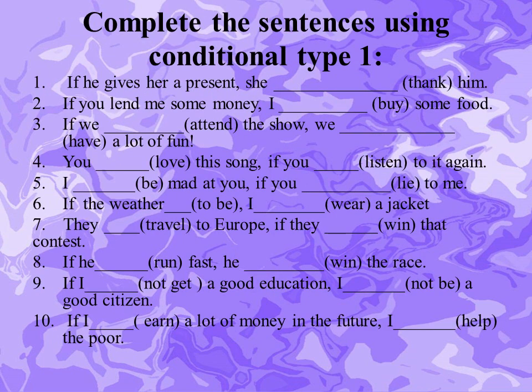Exercise number 2. You are going to complete the sentences using conditional type 1. You are going to conjugate the verbs within brackets to form conditional type 1.